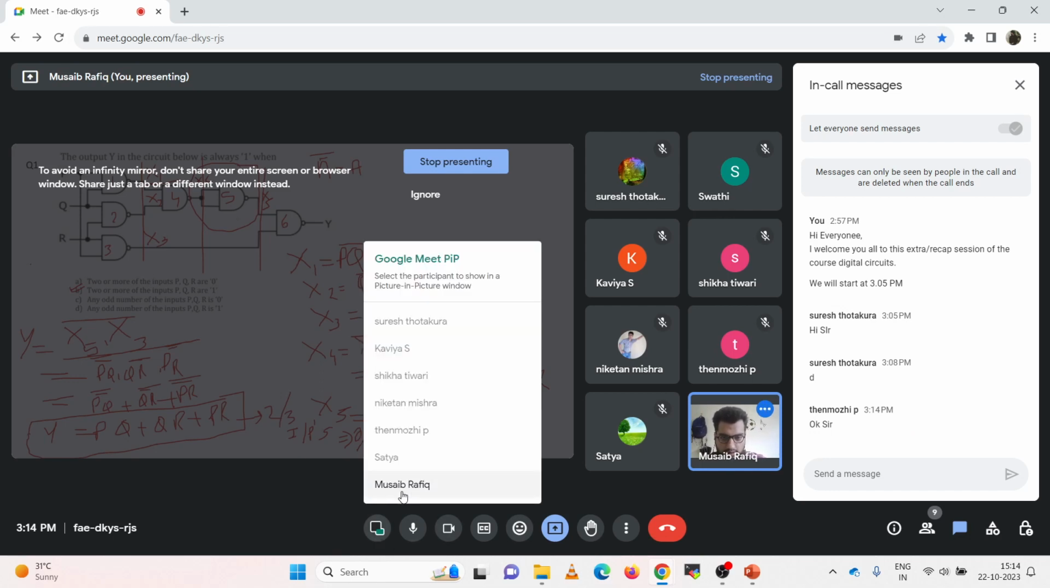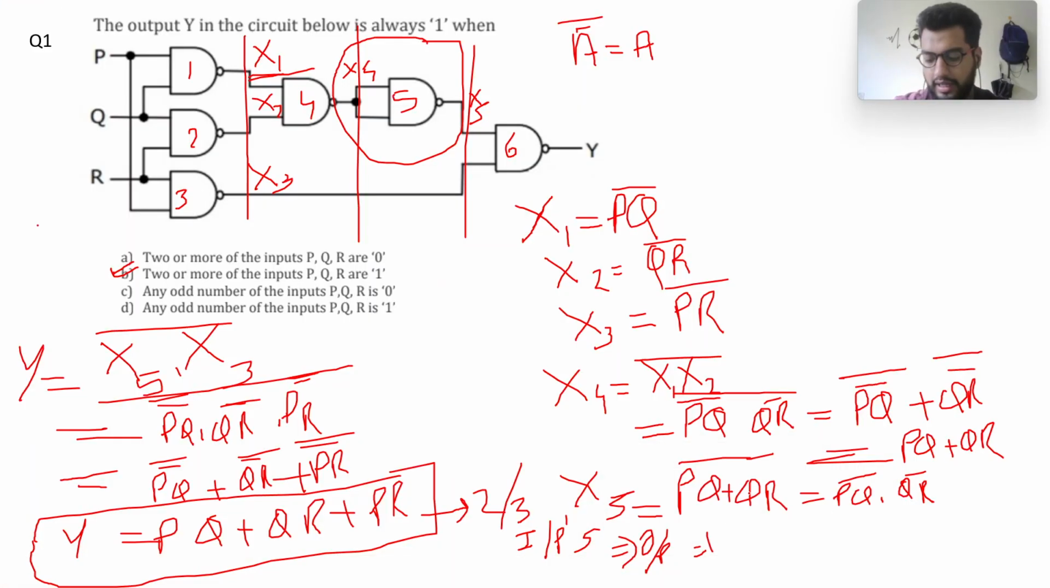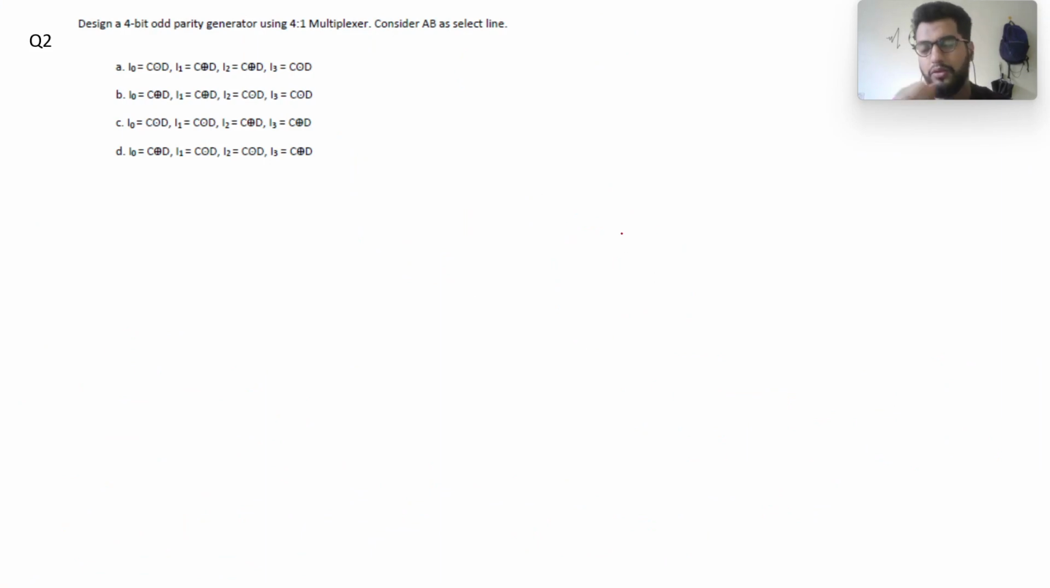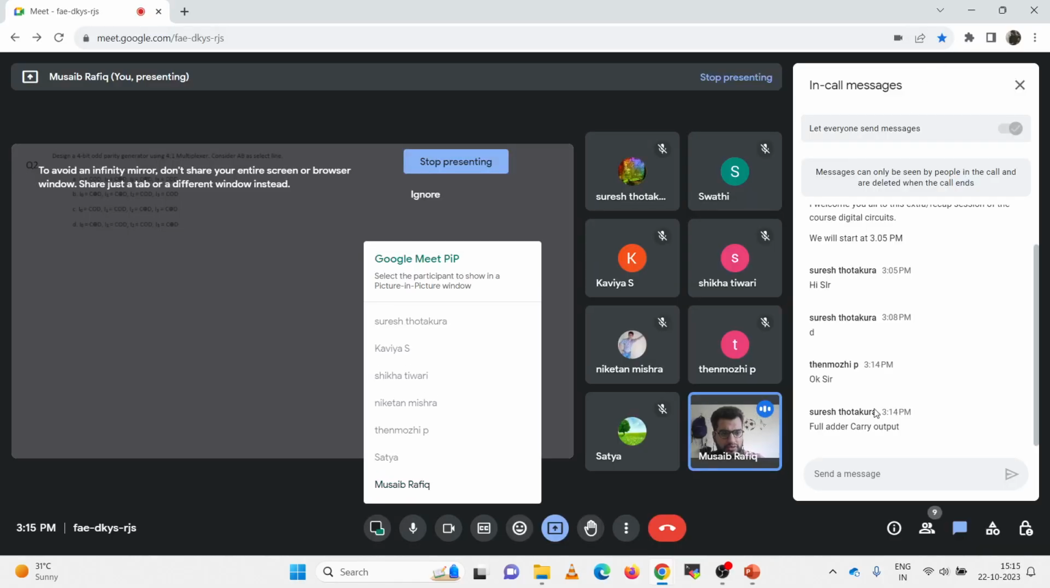So now we have another problem at hand. I would like you guys to do this first. I assume you haven't seen this type of problem because I have taken it from another set. It says design a 4-bit odd parity generator using a 4 is to 1 multiplexer. Consider AB as your select lines. I'll give approximately 5 minutes. It should not take more than 5 minutes to solve. I'll repeat it again: design a 4-bit odd parity generator using a 4 is to 1 multiplexer. Consider AB as your select line. Till then you can solve this.